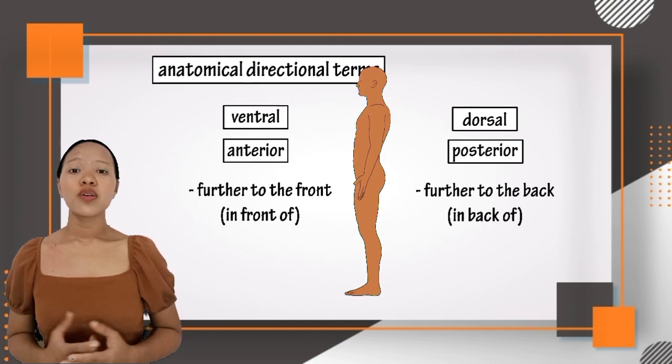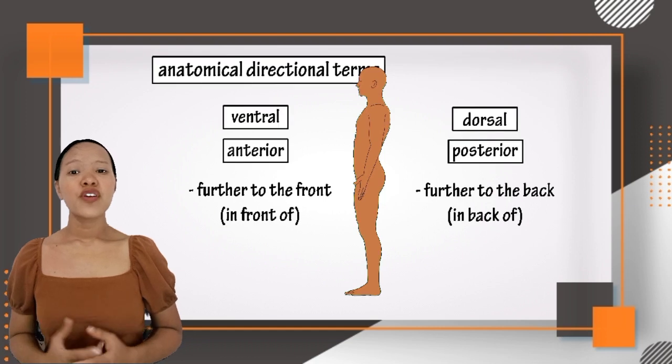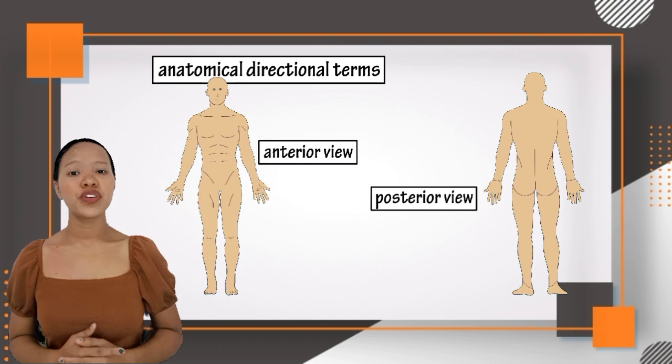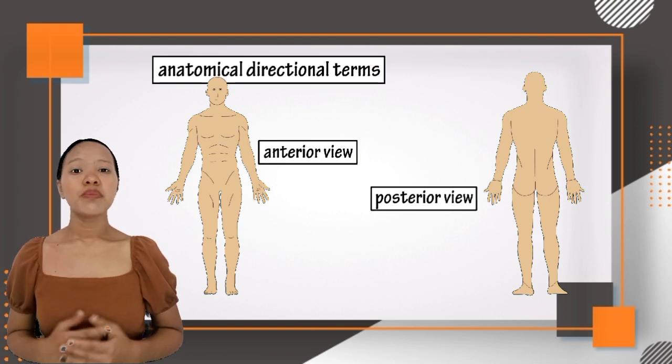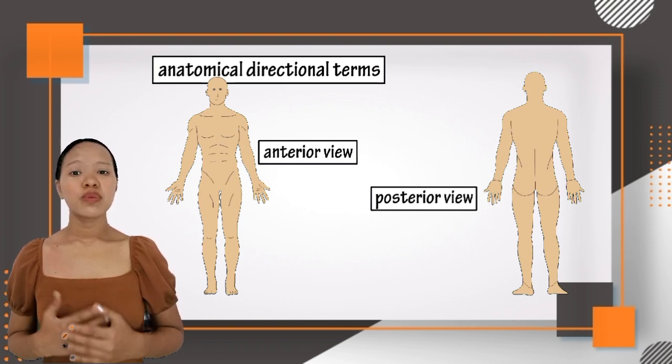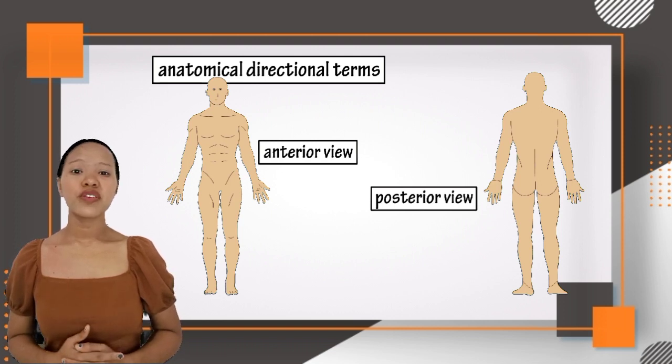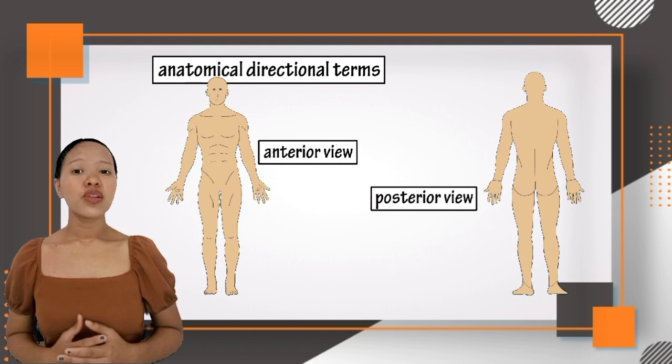Anterior and posterior can also be used to describe how you are looking at the body. The body will always be in reference to the anatomical position. It can be viewed from the anterior view, meaning looking at the body from the front, and it can also be viewed from the posterior view, meaning looking at it from the back.